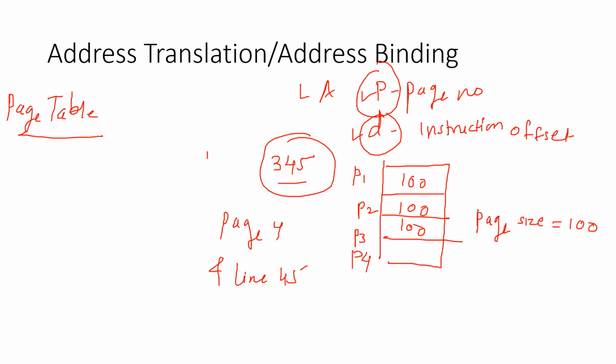Page table base register, PTBR. Page table base register is a special purpose register which will store the base address of the page table. Page number is accessed by the index and the process control block contains the address of PTBR, that is page table base register. So these two things you have to remember.